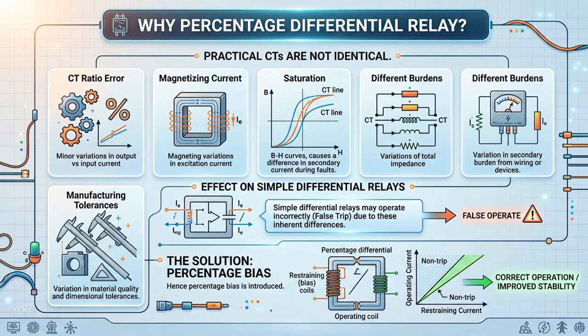Here's an important question. Why do we use a percentage differential relay? Because real current transformers are never perfectly identical. Ratio errors, saturation, magnetizing current, and different burdens can cause false differential current. So, we add percentage bias to prevent unwanted relay operation.